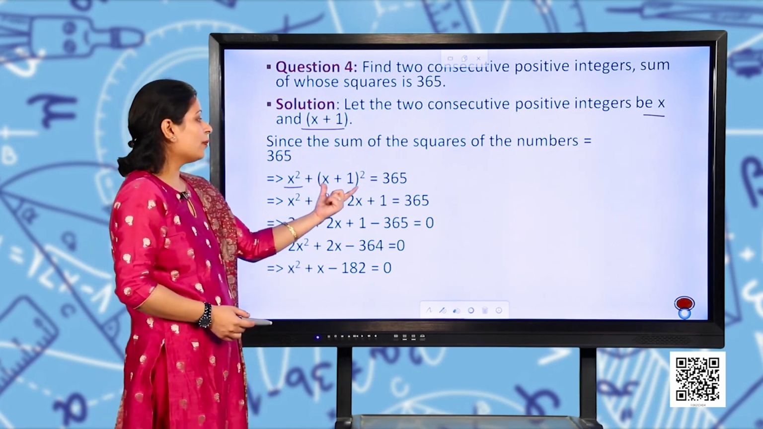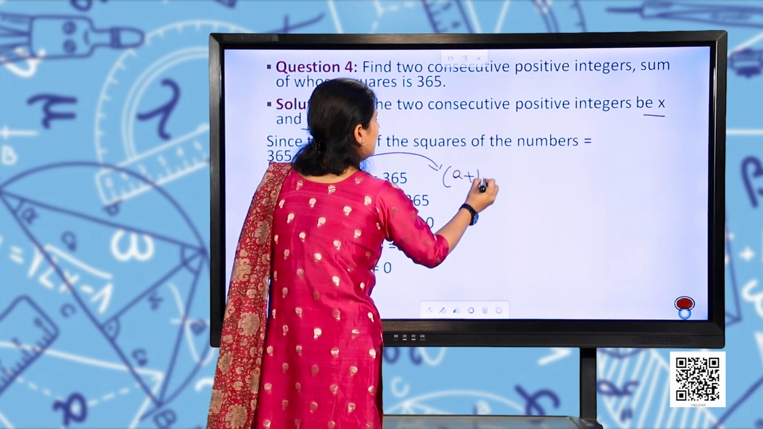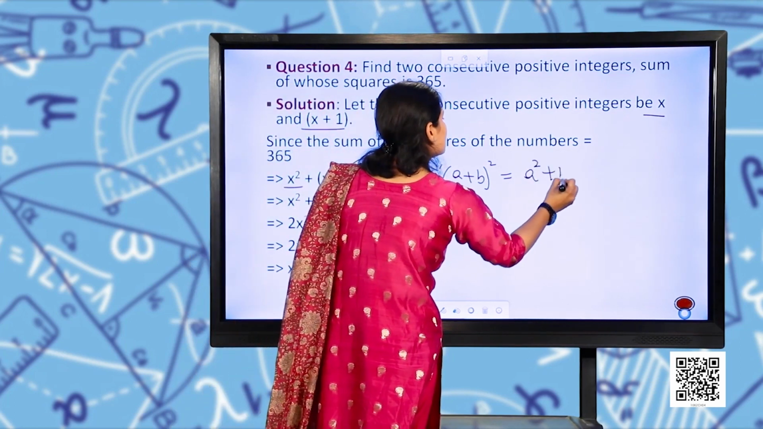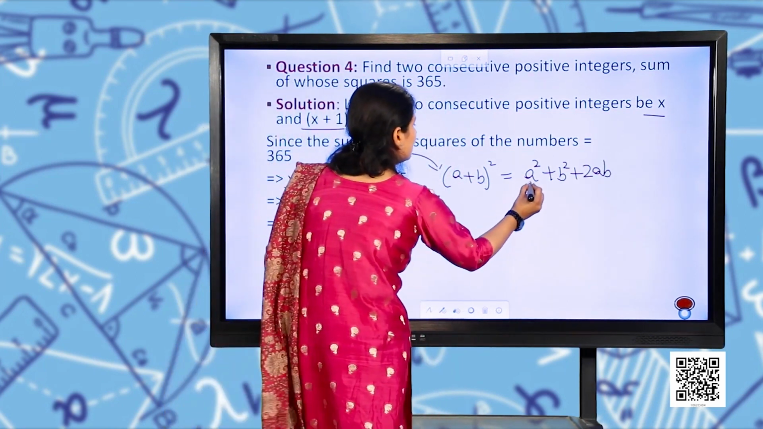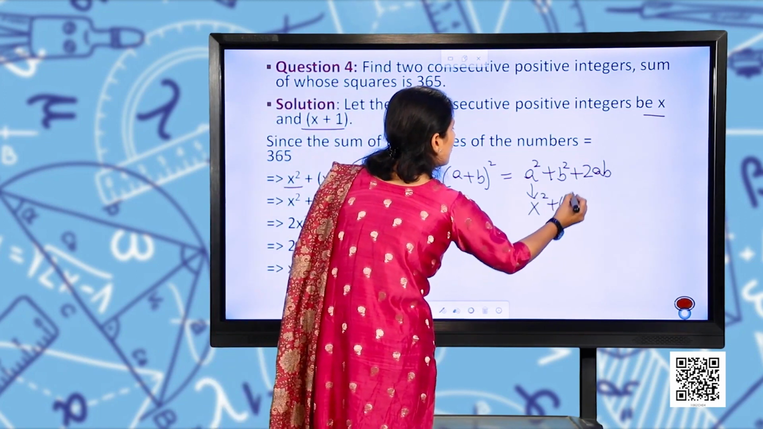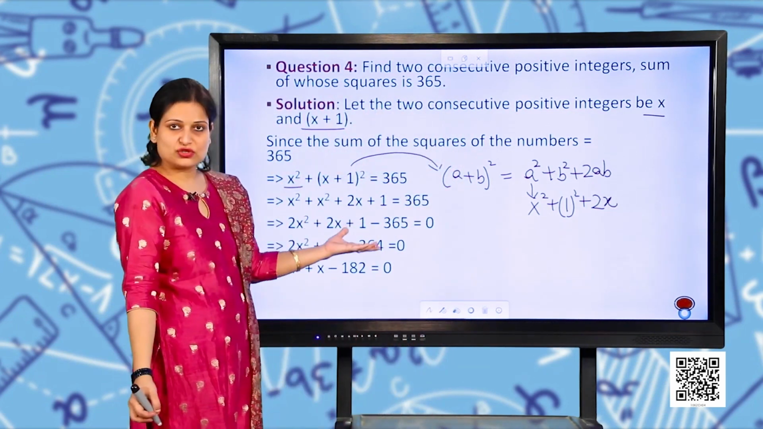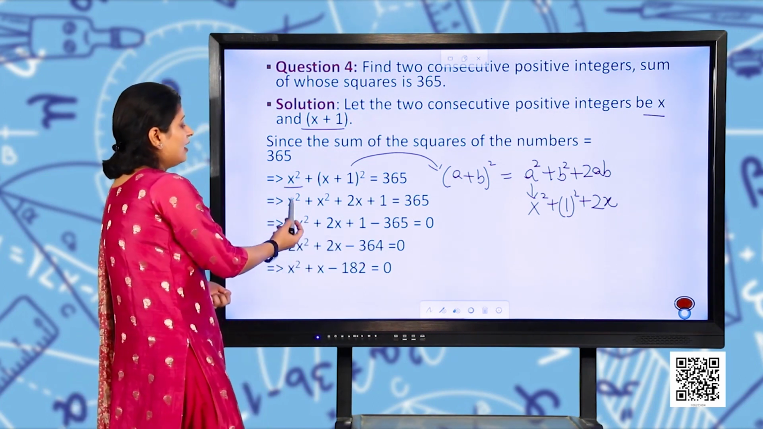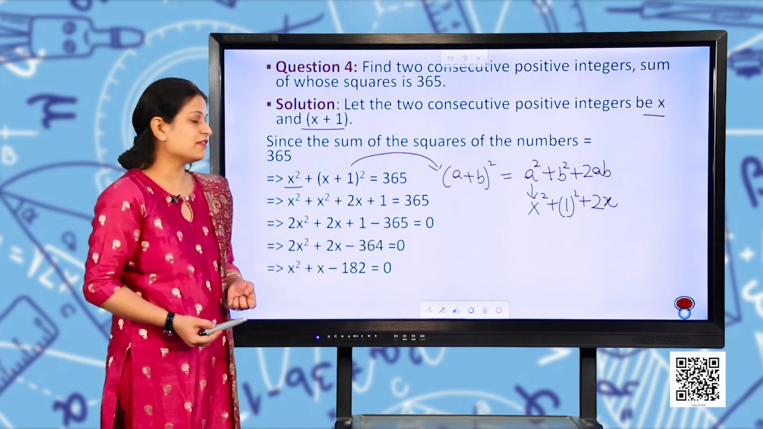365. You can open up this bracket by applying the identity a plus b whole square, which is a square plus b square plus 2ab. Now, simply consider, in place of a you can write x, and in place of b you can write 1. So, what will you get? You will get x square plus 1 plus 2x, or you can write x square plus 2x plus 1. So, this will become x square plus 2x plus 1 is equal to 365.